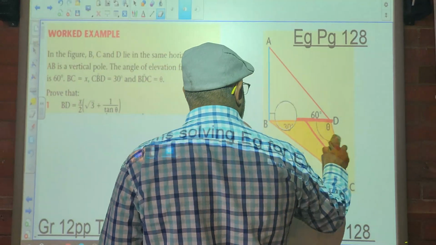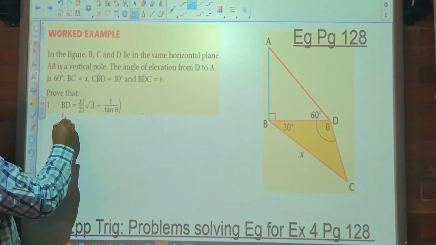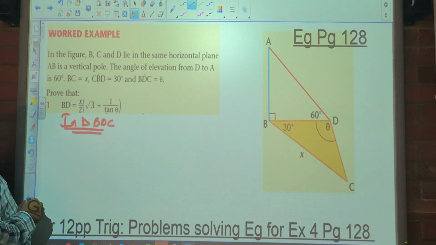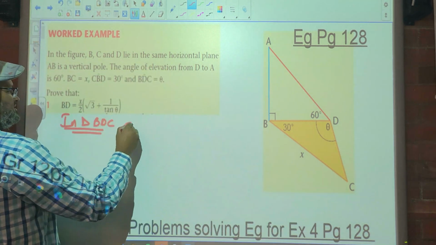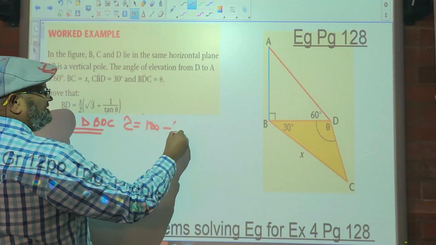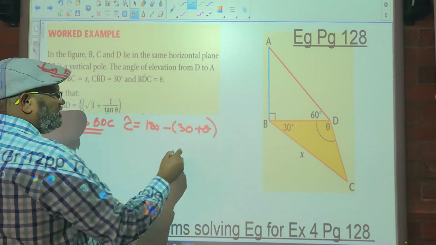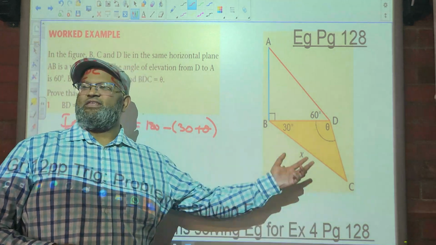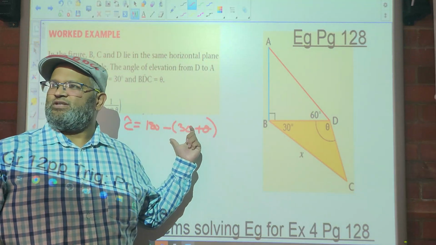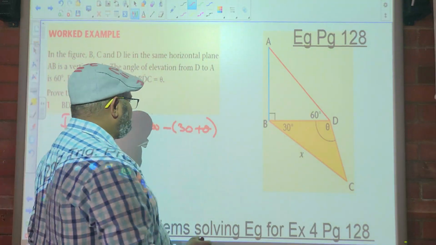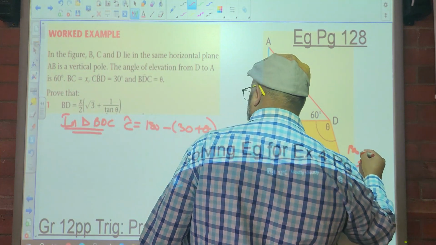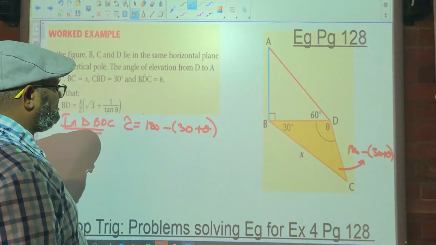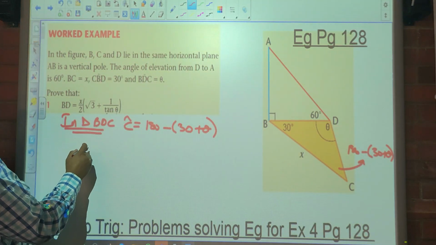Okay, so in triangle BDC, what can we say? That angle C is going to be 180 minus (30 plus theta). We could have said it's 150 minus theta, but then I must bring the 180 in again to use the reduction formula. So what I'm going to do is keep this as 180 minus theta plus 30. Okay. So let's go with the sine rule.